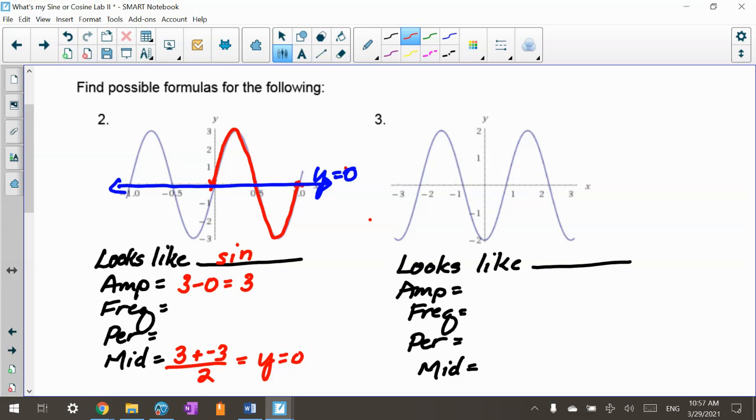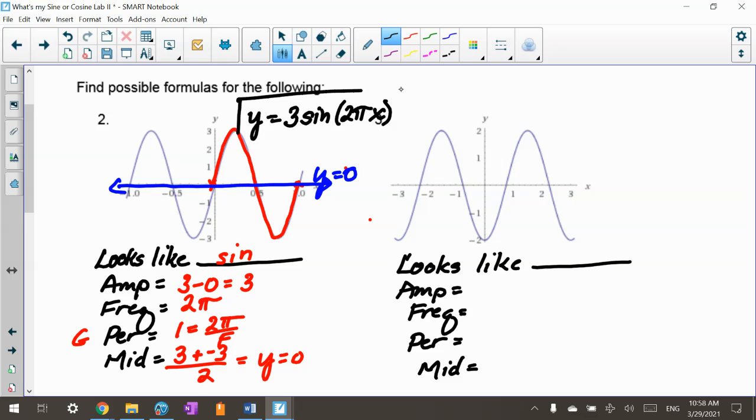So that's 3. Because it's a graph, we're going to do our period first. As I go through, it takes 1 to see it, which equals 2 pi over my frequency. Cross multiply, you're going to get your frequency to be 2 pi. So the first one, oh, that was kind of nice. The formula is y equals 3 sine. My frequency comes next, 2 pi x, and that's it. There's no midline. So I shouldn't say there is no midline. The midline is y equals 0. So there is the equation for the first one.